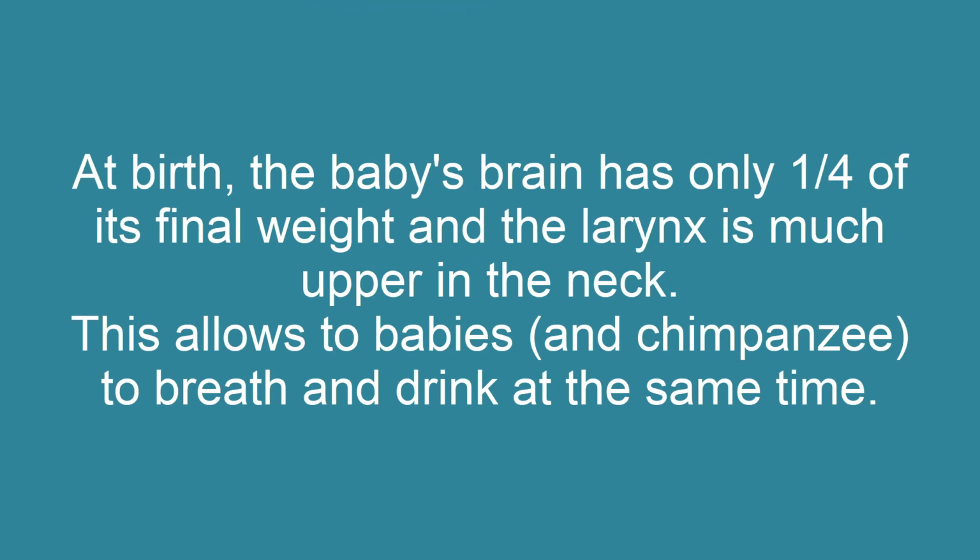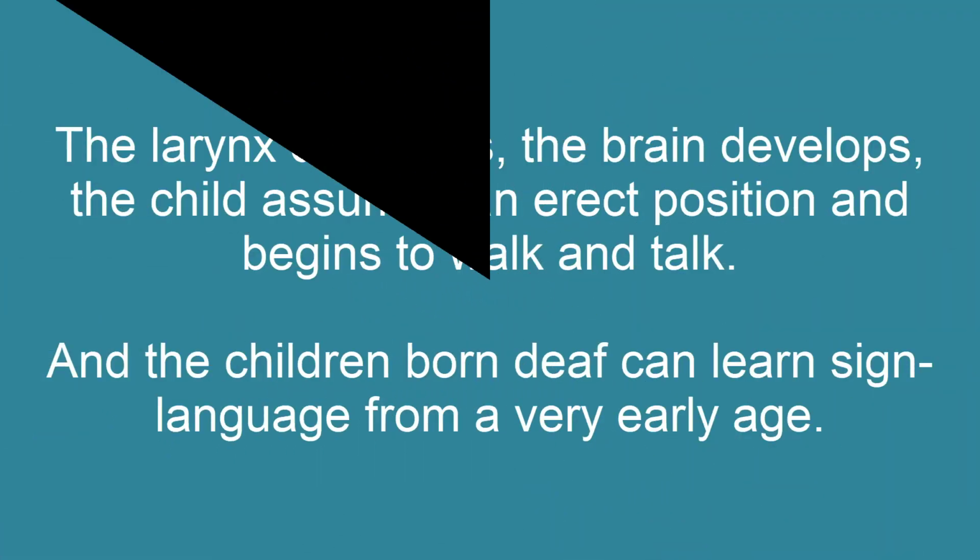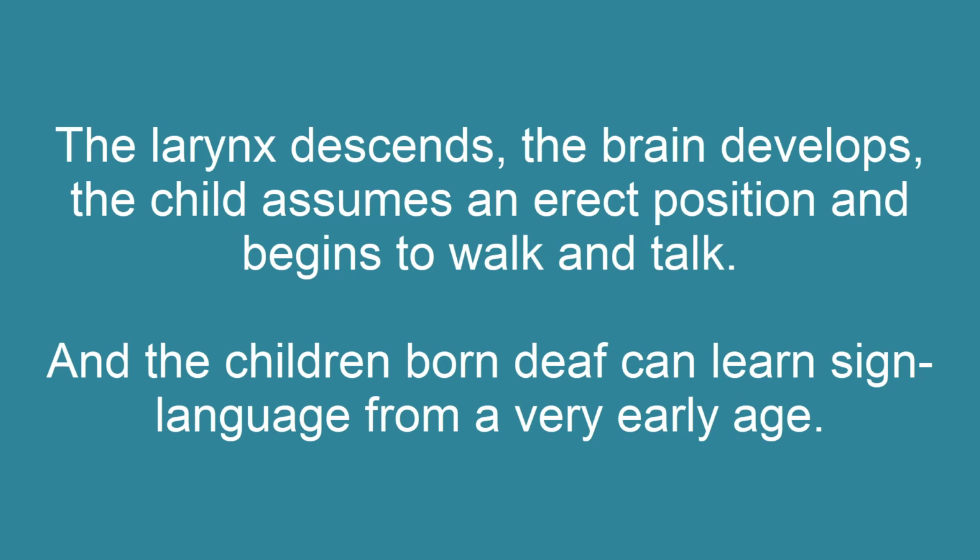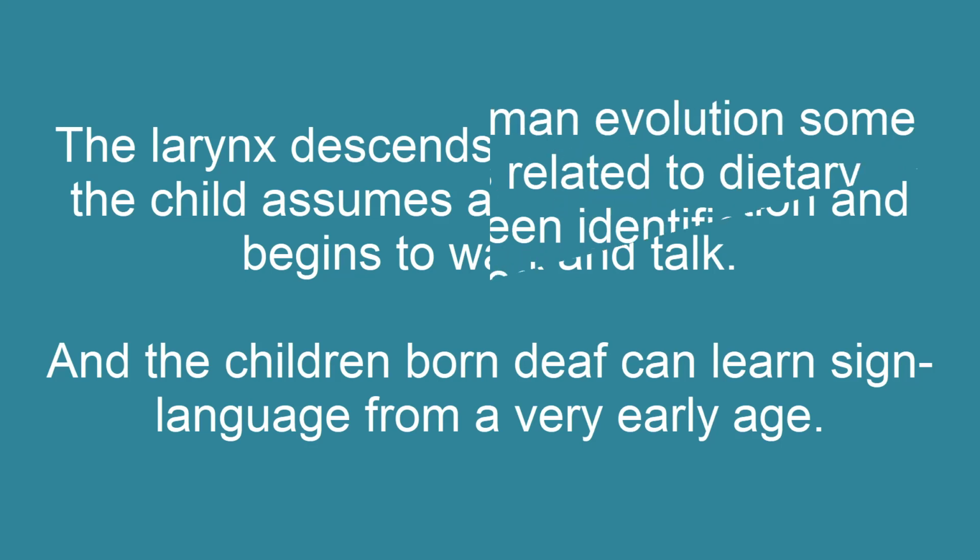This allows babies and chimpanzees to breathe and drink at the same time. The larynx descends, the brain develops, the child assumes an erect position and begins to walk and talk, and children born deaf can learn sign language from a very early age.